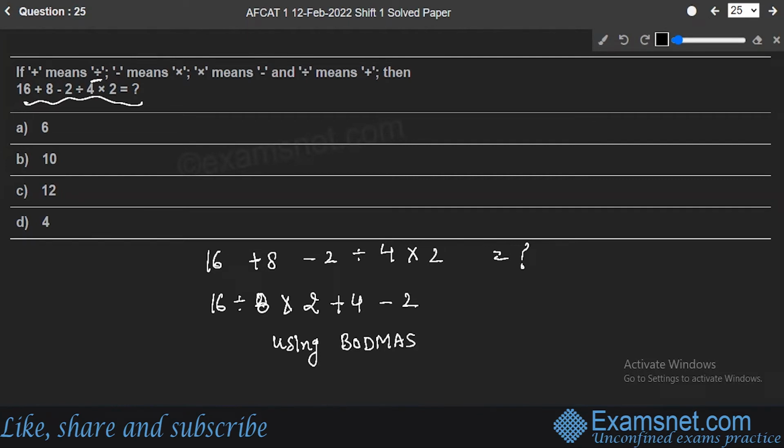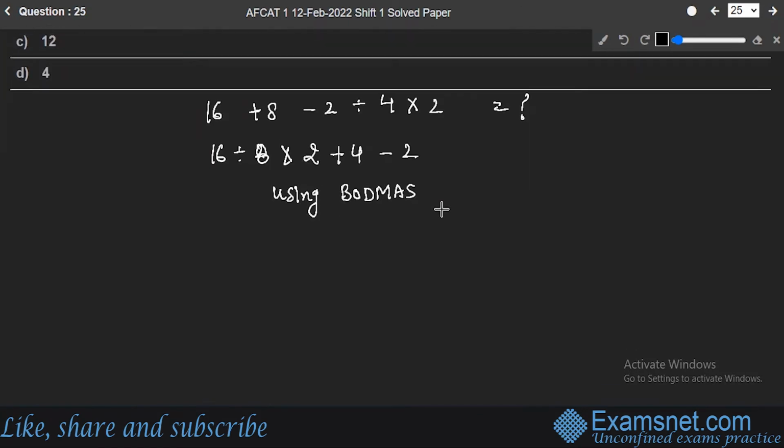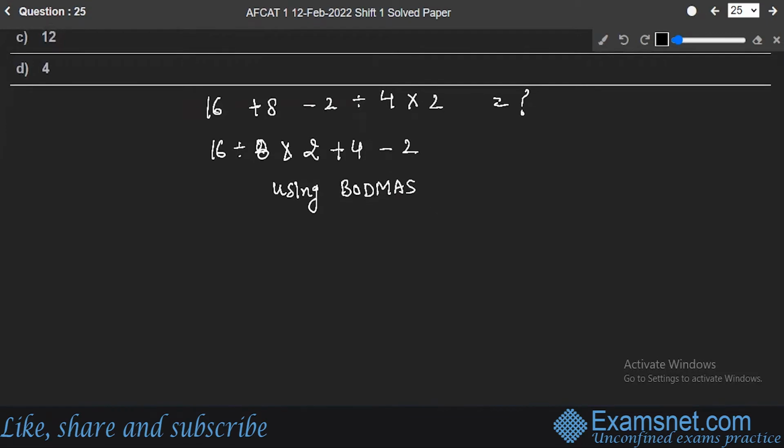Okay, so according to the BODMAS, I'll be solving 16 divided by 8, the very first thing. So this will be 2 multiply by 2 plus 4 minus 2. 2 multiply by 2 will give you 4. 4 plus 4 minus 2. 4 plus 4 will give you 8. 8 minus 2 will give you 6. So 6 is your correct answer.